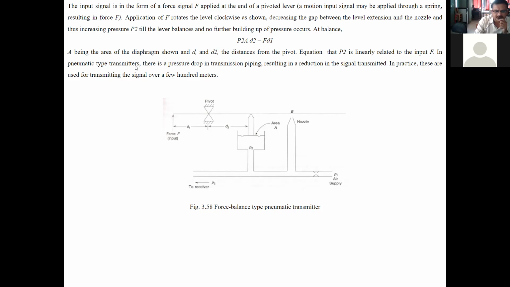In pneumatic type transmitters, there is a pressure drop in the transmission piping, resulting in a reduction in the signal transmitted. In practice, these are used for transmitting the signal over a few hundred meters. Force balance type pneumatic transmitter.